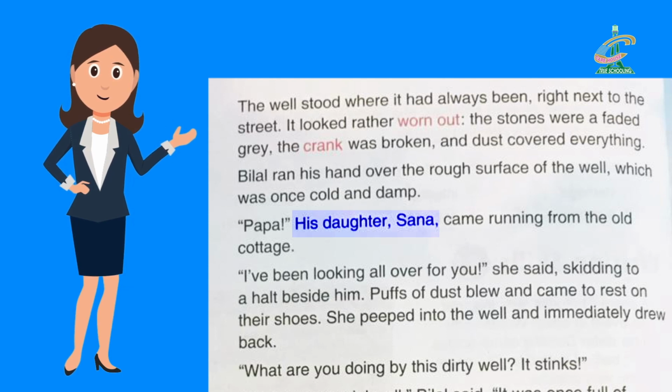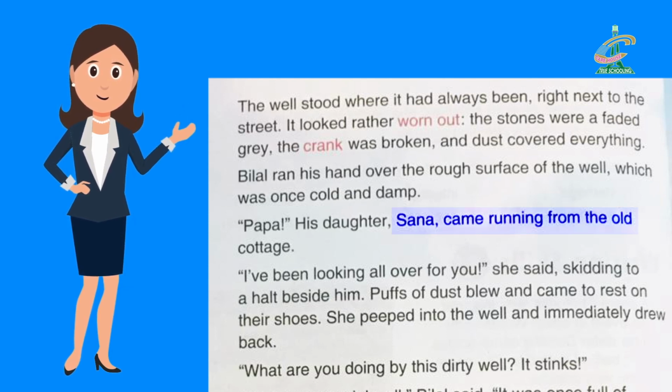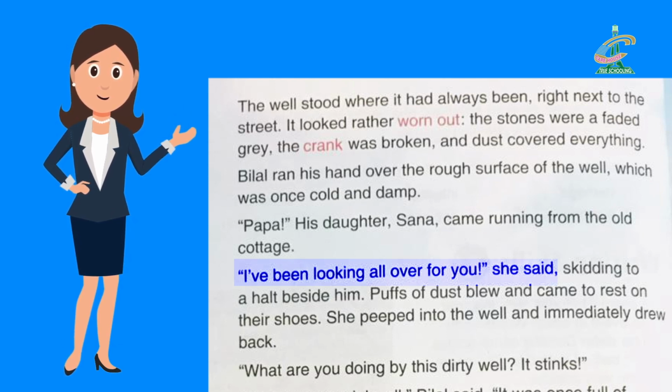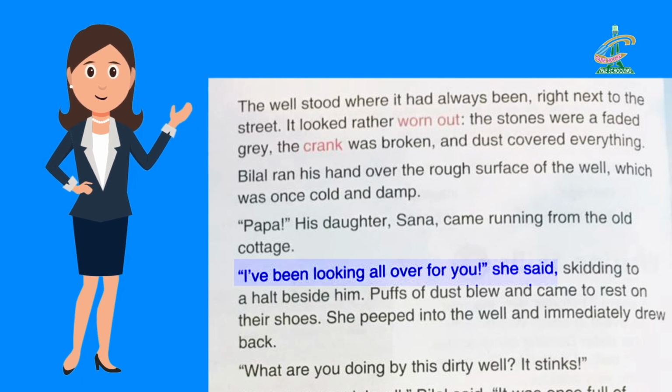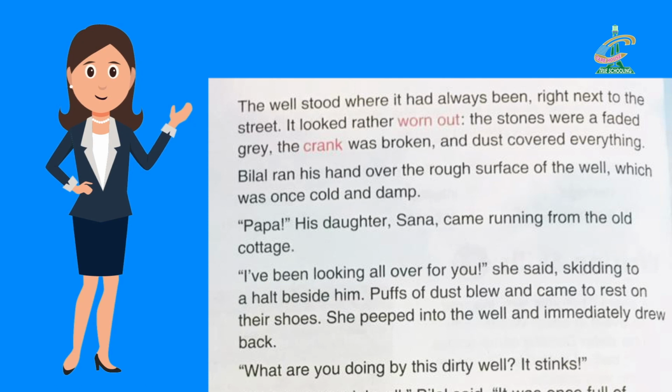Papa, his daughter Sana, daughter of Mr. Bilal. Sana came running from the old cottage. Cottage is a small house in a village. I've been looking all over for you, she said. Sana said to her father that she had been looking all over, everywhere for Mr. Bilal. Skidding to a halt beside him.